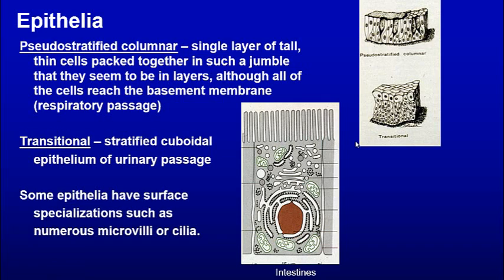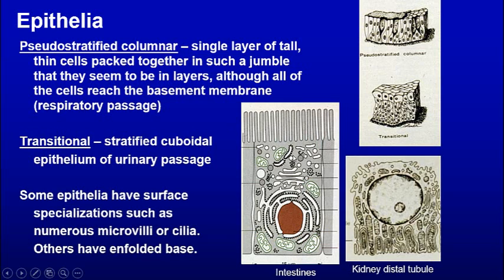Now, epithelium can be specialized in different ways. It can have the surface amplified with the brush border, as we talked about before. It can have villi on it or cilia on there as well.